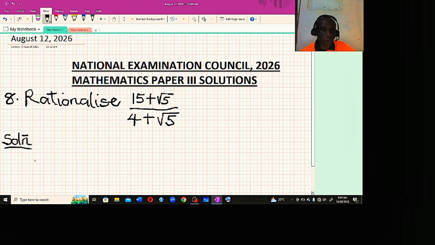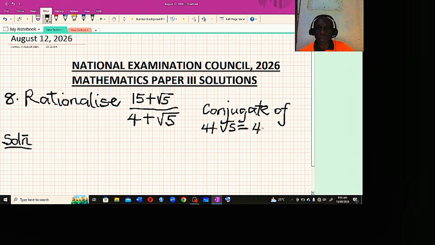All right, so we go ahead for the solution. Take note, very important: the conjugate of 4 plus root 5 equals 4 minus root 5. So we shall use that same conjugate, like I said, to multiply numerator and denominator.